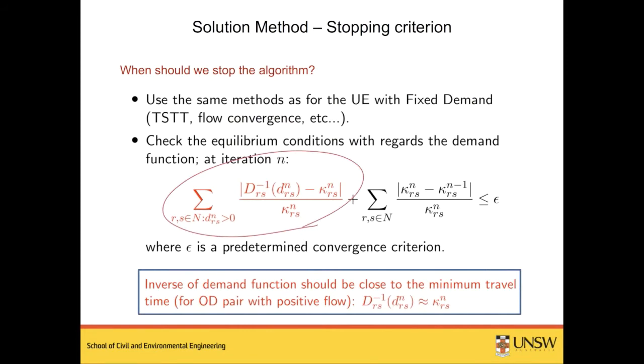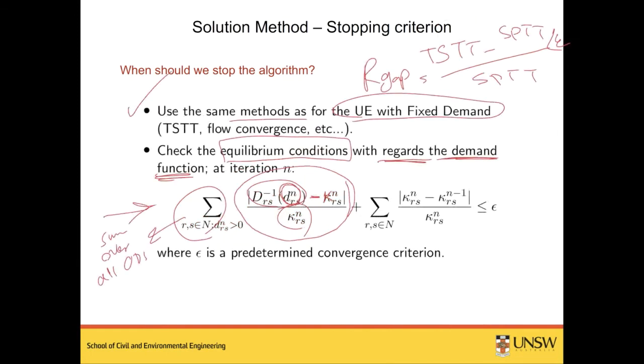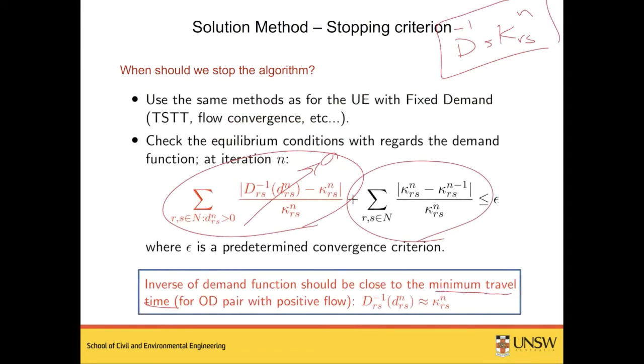The second term tries to see whether the travel time actually is getting closer to the minimum travel time. So the inverse of the demand function should be close to the minimum travel time. At the equilibrium, d inverse is actually equal to the shortest path cost, and then this term would be 0 at the equilibrium. But what is the second term? The second term looks at consecutive iterations, and how this shortest path cost changes from iteration n minus 1 to iteration n. If we see large changes from one iteration to another in terms of the value of k, that suggests that we're still not at equilibrium.